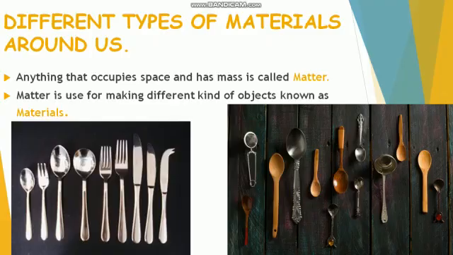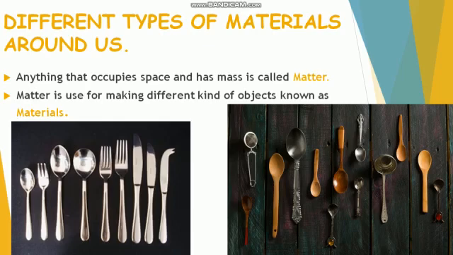Before moving to materials, we will first of all see what a matter is. Anything that occupies space and has mass is called matter. For example, a book is lying on the table. The book has some mass, that is weight. Also, it is occupying some space on the table right now. So, here the book can be classified as matter.